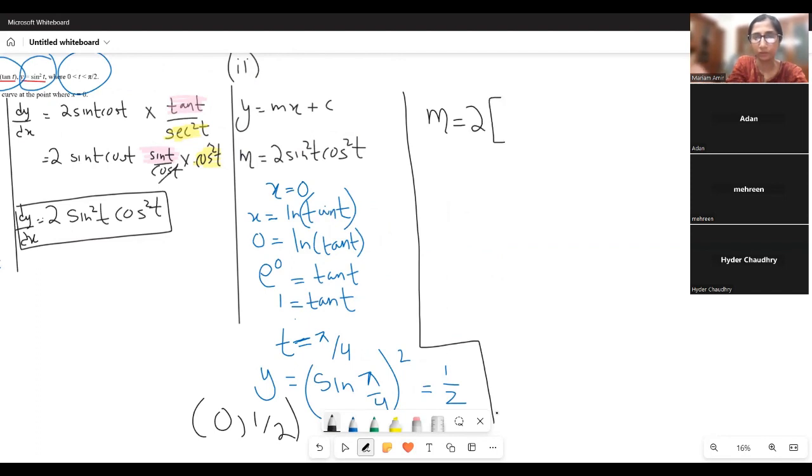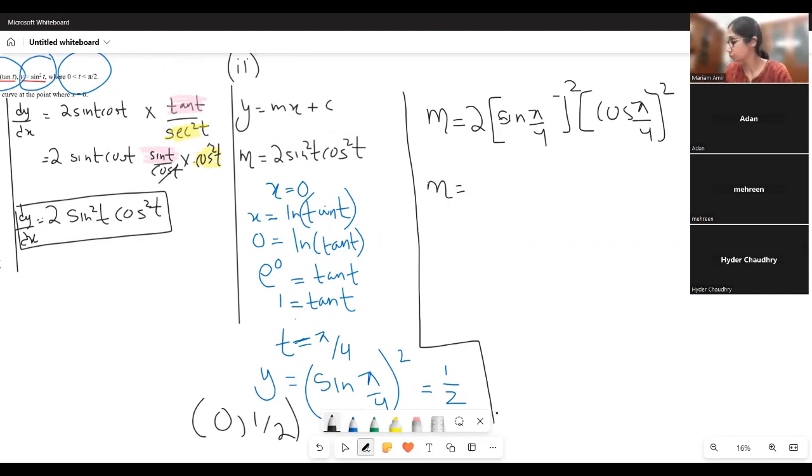So m would be 2 times sine pi by 4 whole square times cos pi by 4 whole square. Two times, it's half as well. Sorry, half. Yes, it is 1/2.